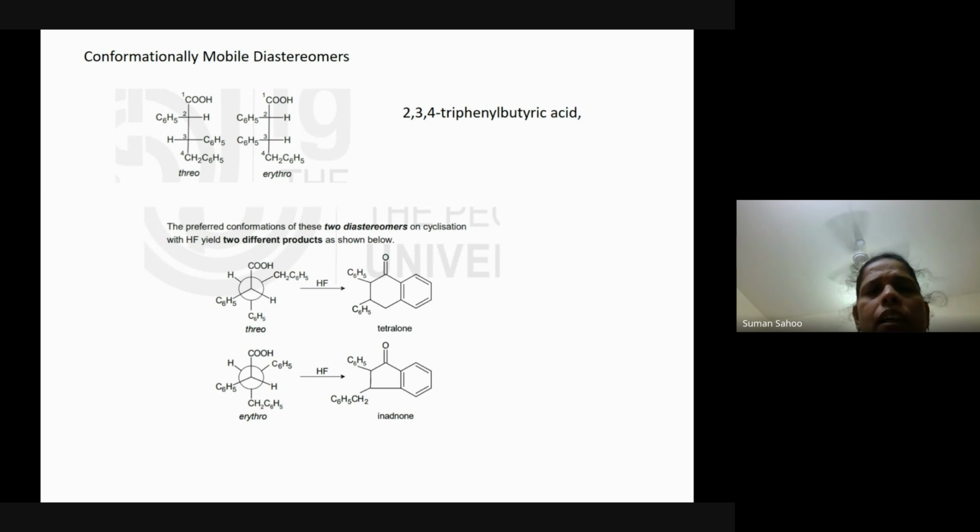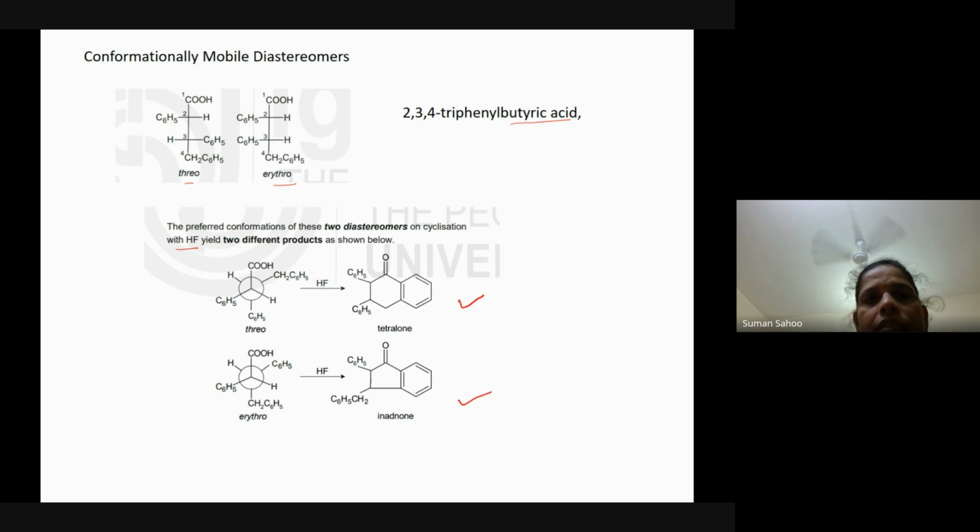And these are two diastereomers of 2,3,4-triphenylbutyric acid. One is your threo, one is your erythro. In this case, these two diastereomers on cyclization with HF yield two different products. Okay, it gives two different products. One gives a 5-membered ring, the other one gives a 6-membered ring, your indanone.